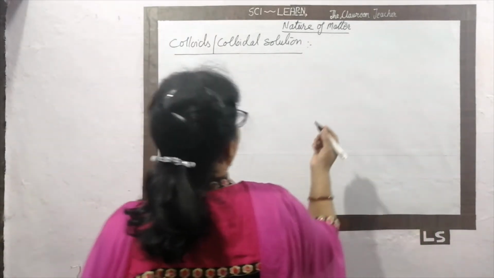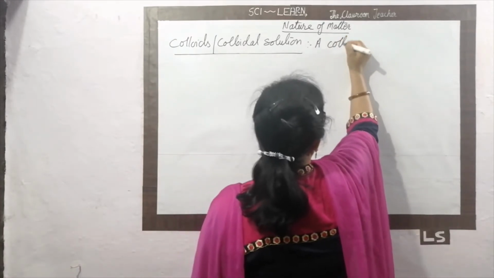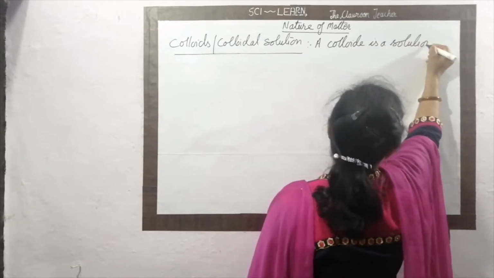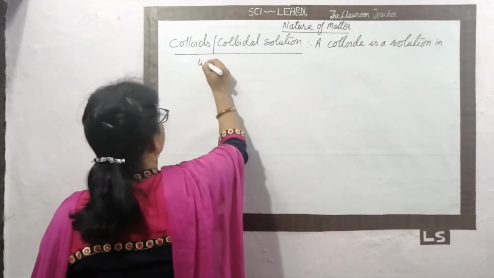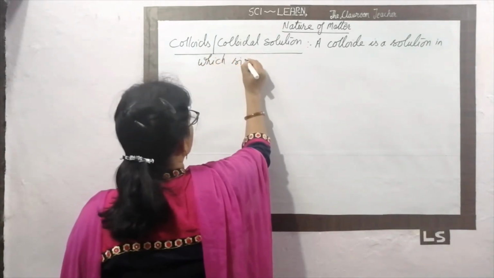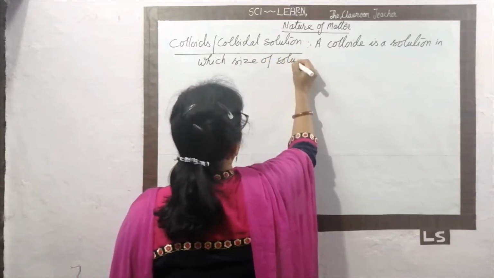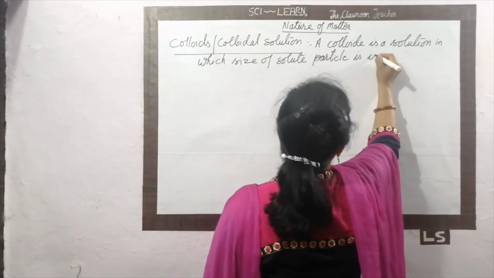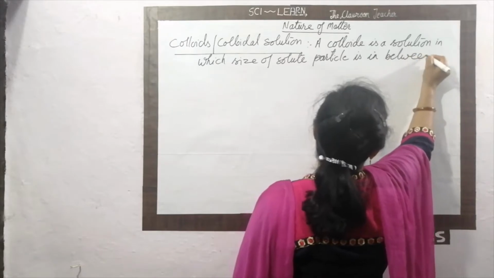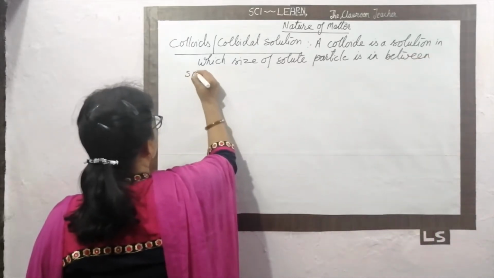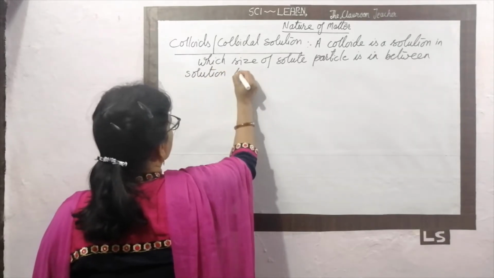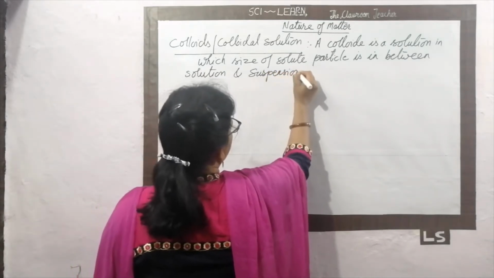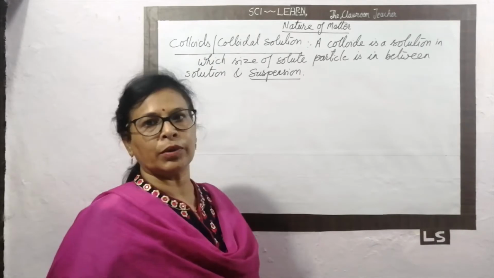So, what is the colloidal solution or colloid? A colloid is a solution in which the size of the solute particle is in between solution and suspension. In our next class, we are going to study about the suspension.